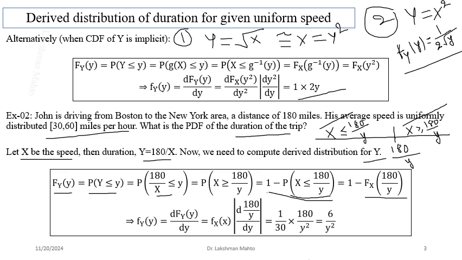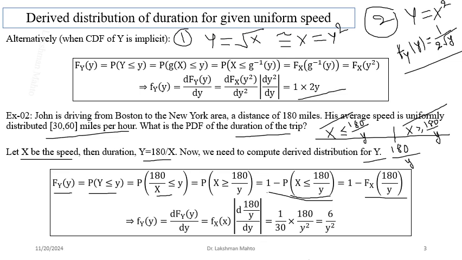So this one is CDF of x. What is the CDF of x? It is a uniformly distributed random variable. X is observed value between 30 to 60 in uniform fashion. Then what would be the PDF? Uniform PDF. If x is observing value between 30 to 60, what is the PDF? 1 by 30. Why? 60 minus 30 is what? 30. So 1 by 30.